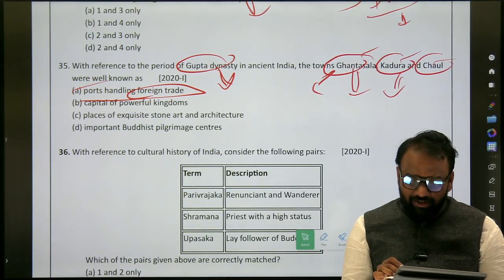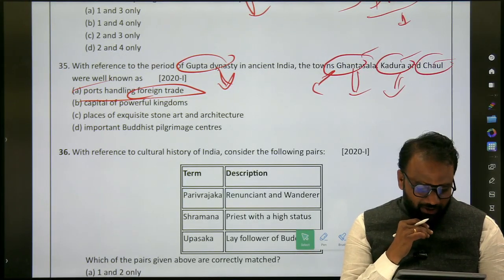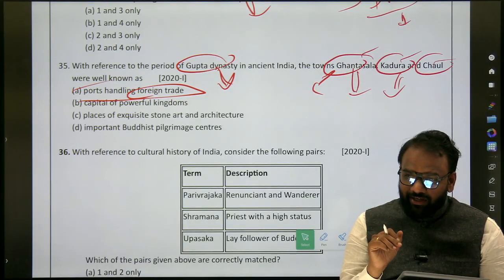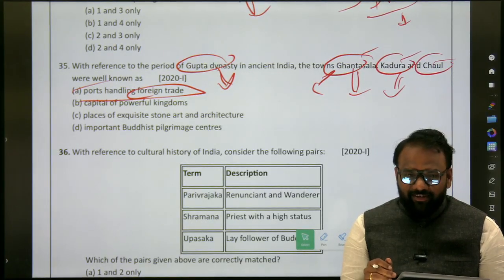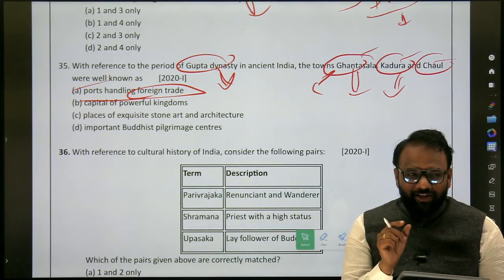Uttar Pradesh. Andhra Pradesh. UP. Kadura. UP? No. Kadura. See, if you write UP, then I will get confused. Why? Because it's a port site. Port site is also important, right? So it should be located somewhere in the coastal area.